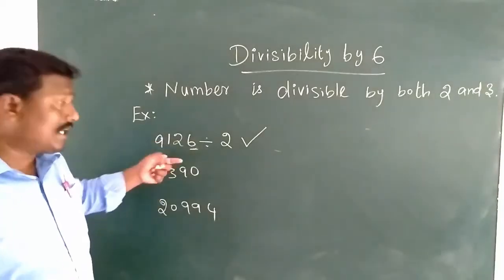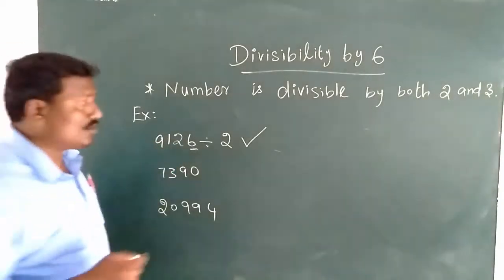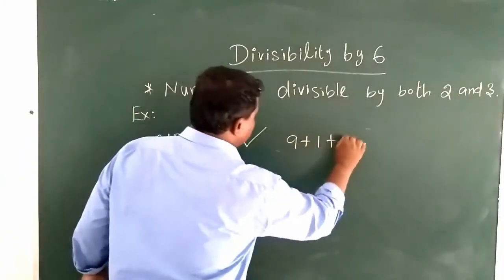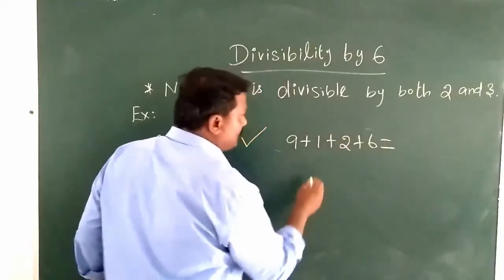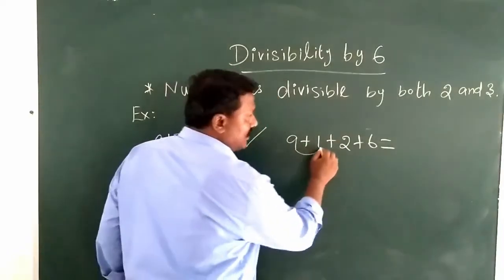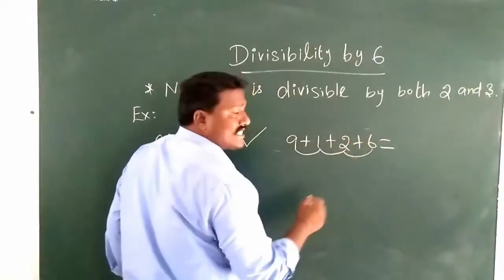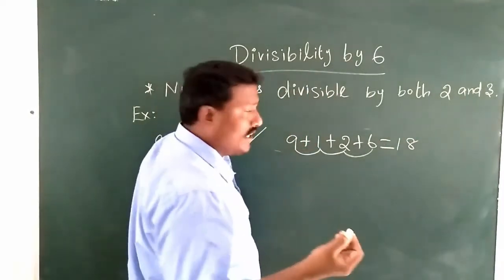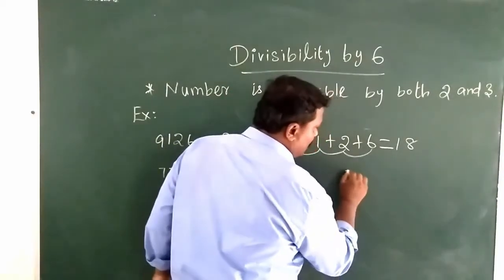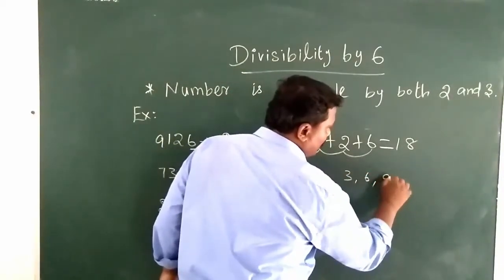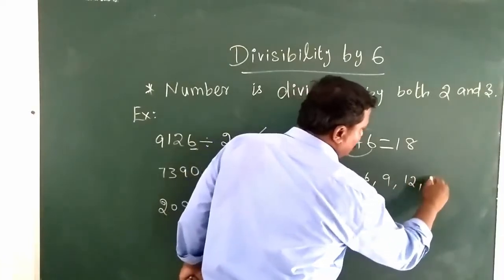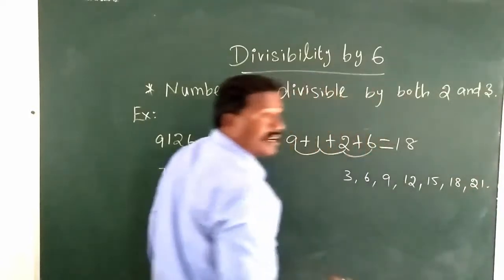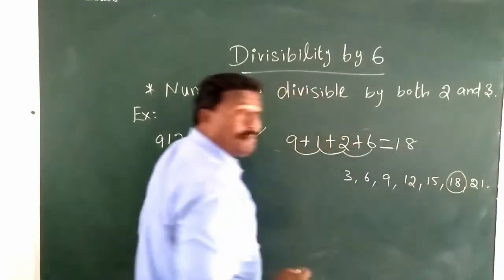Now we want to check whether the number can be divisible by 3. What is the rule of 3? 9 plus 1 plus 2 plus 6: 9 plus 1 is 10, 10 plus 2 is 12, 12 plus 6 is 18. Is 18 a multiple of 3? We know the multiples of 3: 3, 6, 9, 12, 15, 18, 21 and so on. So 18 is a multiple of 3.